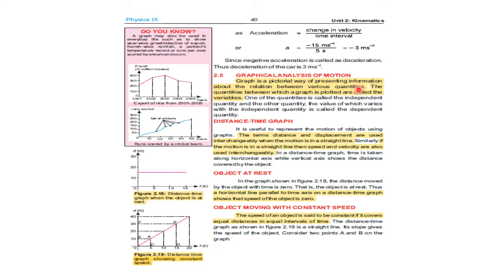Now mark the definition of variables. This is the next line. The quantities between which a graph is plotted are called variables. Now come to the next topic, distance time graph.